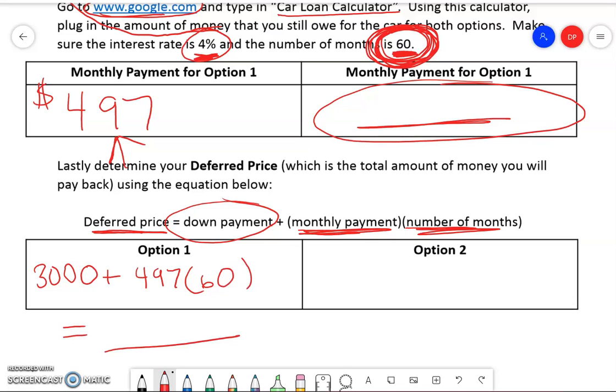Option 2, we're going to have different numbers again for my down payment and my monthly payment, but the number of months is still going to be 60. Either way, go through the process, figure out your deferred price, and that's all you have to do for part 1. So if you need to, look back and watch this video for step-by-step instructions on how to figure everything out. Good luck.